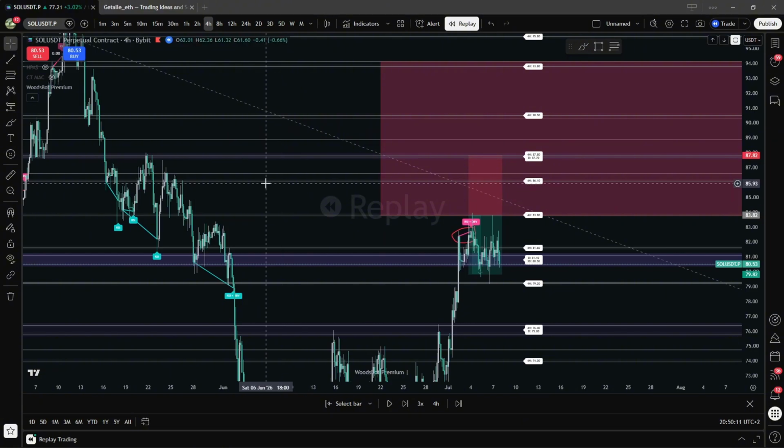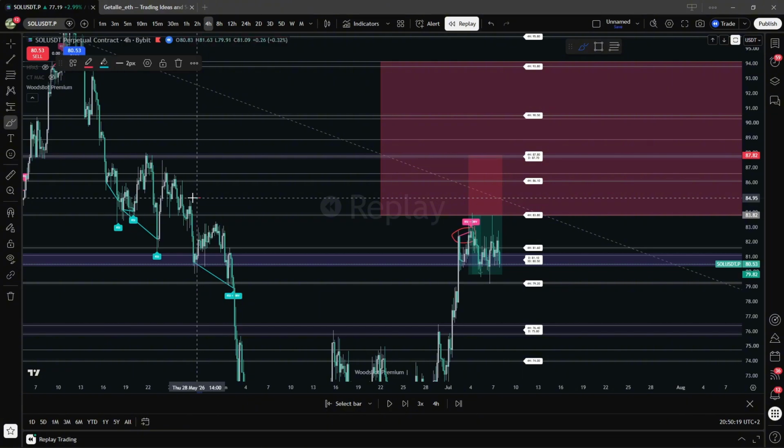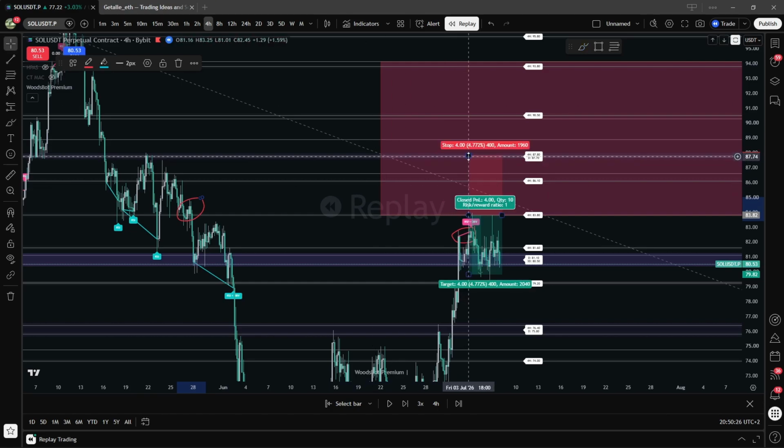My exit condition is I usually put my stop loss above the swing high. If this is my entry right there, the swing high that I use is this one right here. It's pretty tight, but I like to keep my stop loss pretty tight. So this is where my stop loss is.